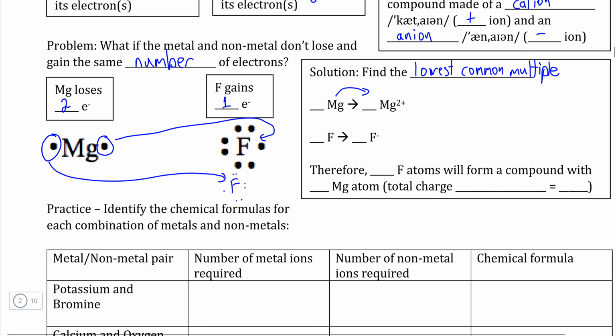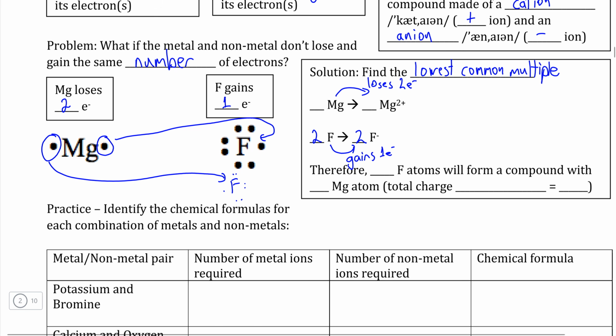So magnesium, as we've already seen, loses 2 electrons, whereas fluorine gains 1. And the lowest common multiple between 2 and 1 is obviously 2. So if we take the fluorine situation and just multiply this by 2 so that we have 2 fluorines, 2 times 1 is 2. And we can see that this lines up with the charge as well.